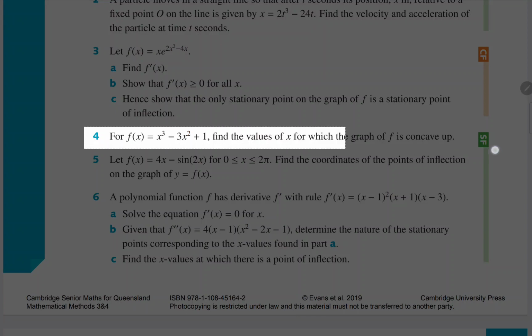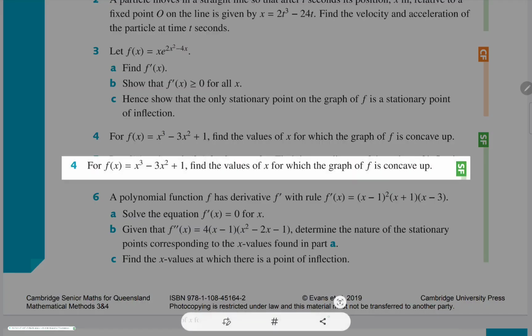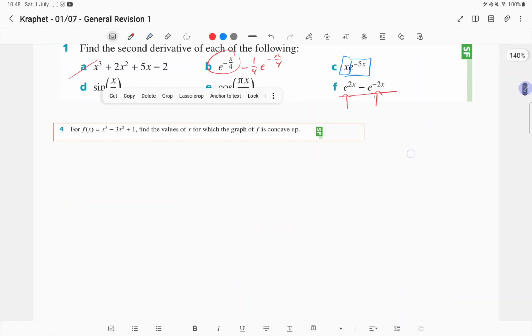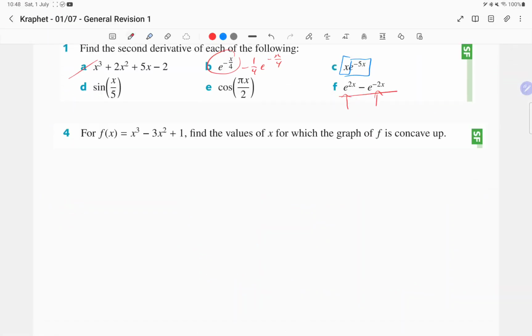So I'll walk through this one as an example. This is one of the more difficult simple familiar. It's still simple familiar because it just relies on the only concept that concavity is the second derivative. So concave up means the second derivative is more than 0. We already derived that twice. F dash would be 3x squared minus 6x, and then the second derivative would be 6x minus 6.